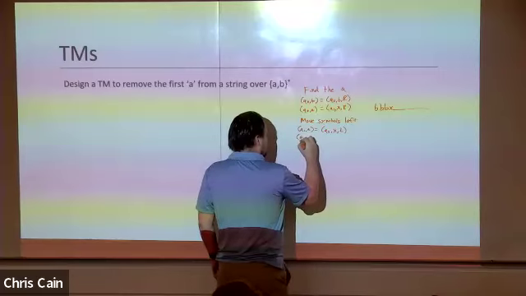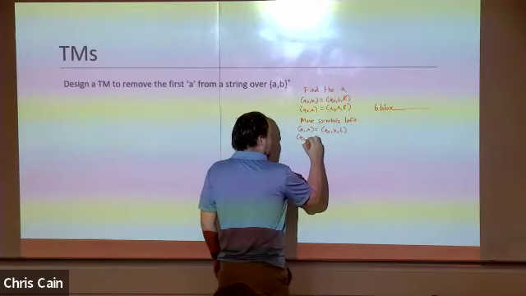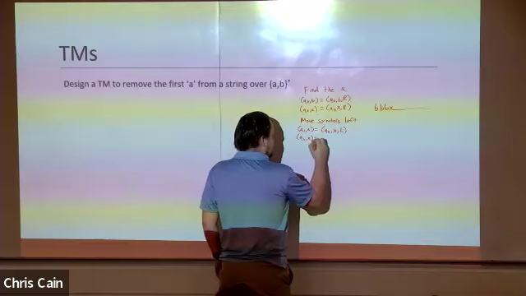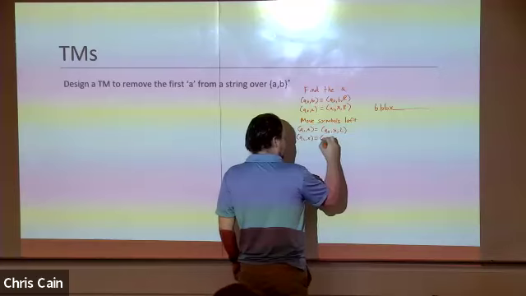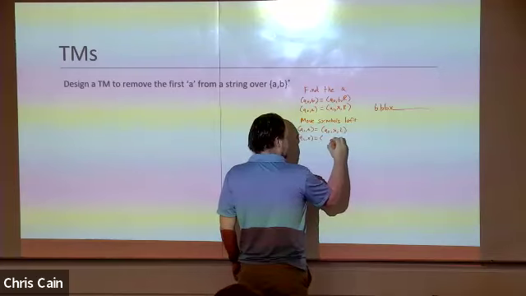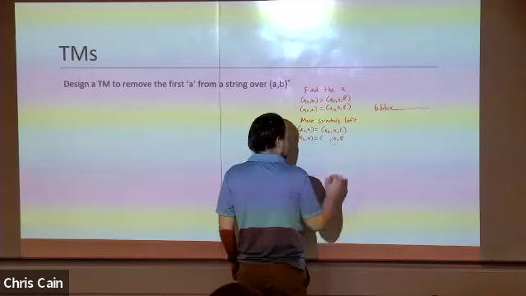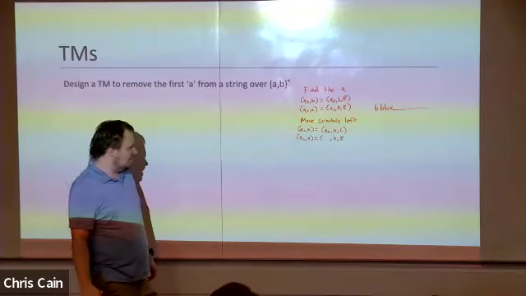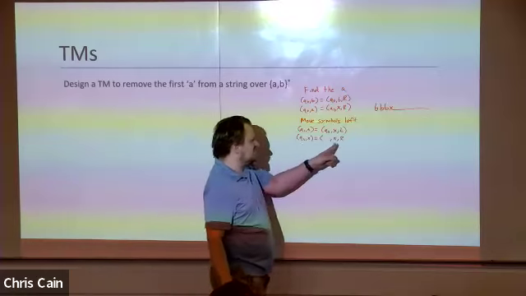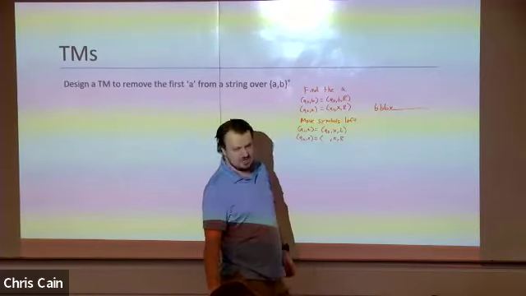So from Q2 now, if we read an X, then we want to write an A and move right. But do we want to stay in Q2? No. No, because if we did that, then we'd see an X again, and as soon as we moved right.